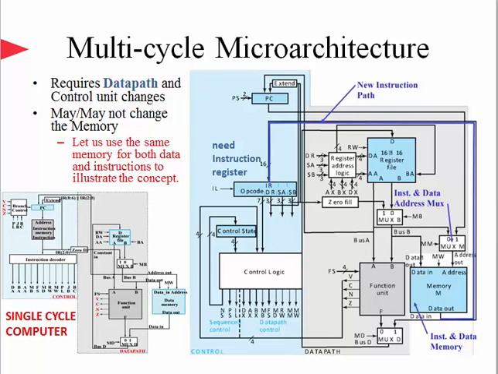Since we use a single memory, this requires a new mux M with control signal MM to select the instruction address from the PC, the program counter, or the data address. In addition, it requires a new path from memory data out to the instruction path in the control unit. This new instruction path is drawn in blue, and it goes directly into the instruction register.